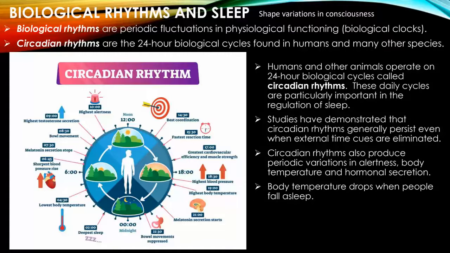So certain things happen, there are biological rhythms that take place in that cycle. And within that rhythm, like we said with the diagram, there are variations in things like alertness, our body temperature, and our hormonal secretion, going right down to the fact that our body temperature actually drops when people fall asleep. So that's what a circadian rhythm is, and it's basically managing those biological rhythms in a 24-hour cycle. And I think we all experience them. You might have your own variations, but on the whole, your physiological functioning happens in that cycle.